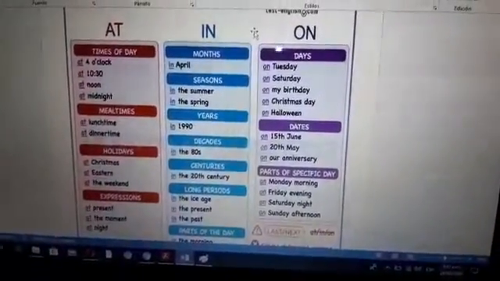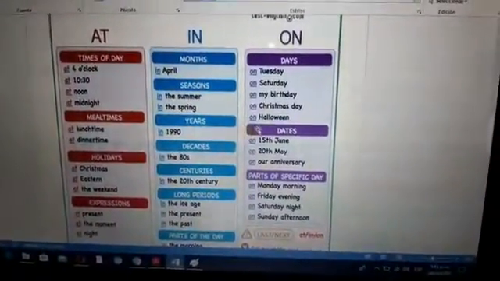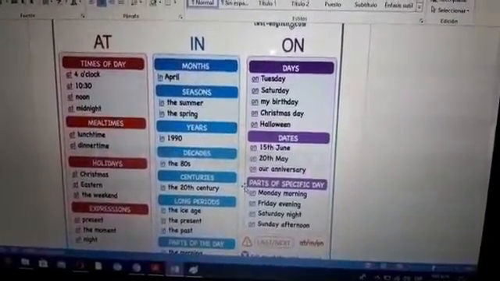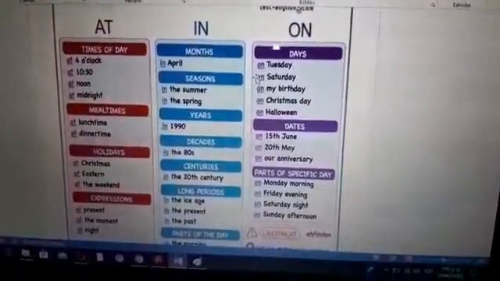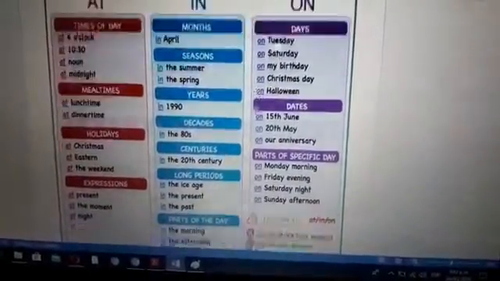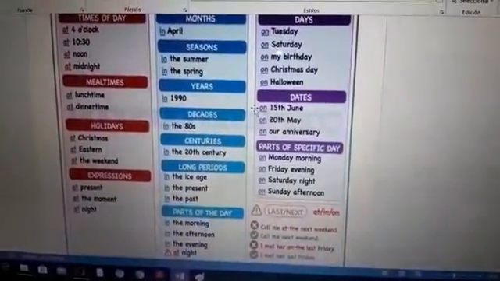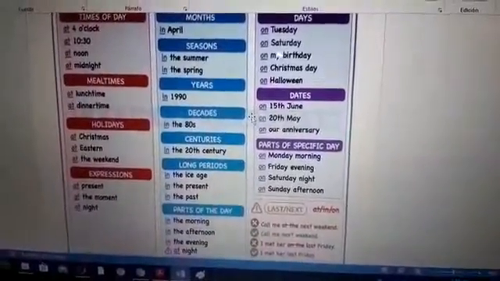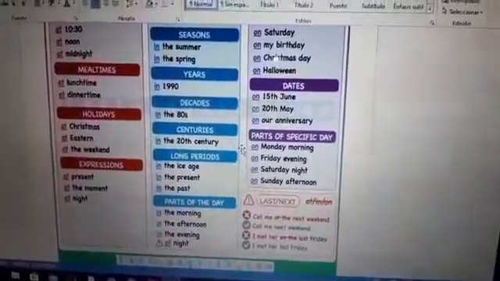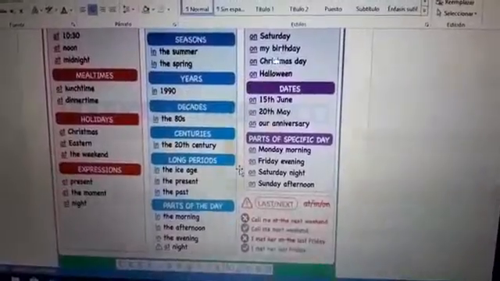For example, we use on to say days of the week, to say dates and specific dates, or to say a specific day. For example, on Tuesday, on Saturday, on my birthday, on Christmas, on Halloween. Or if we have to say a specific day, then we say on 5th June, on 20th May, on our anniversary, or a specific part of the day, for example, on Monday, on Friday evening, on Saturday night, on Sunday afternoon.